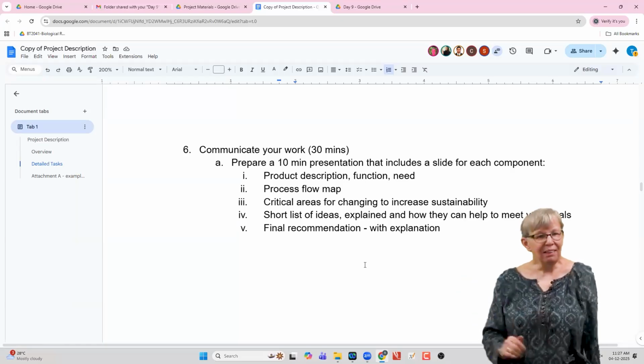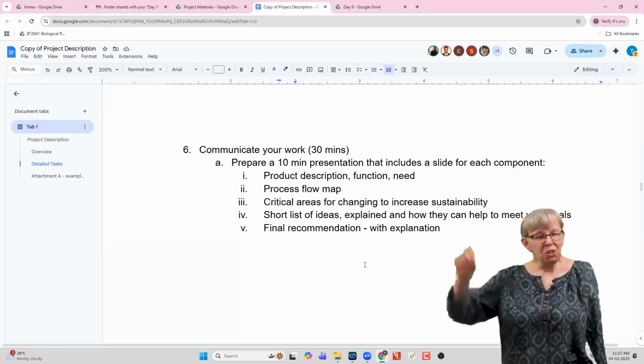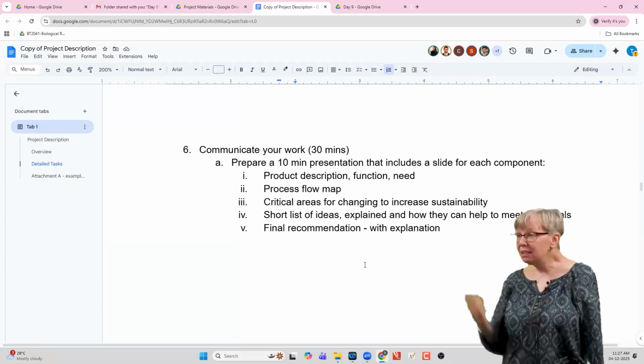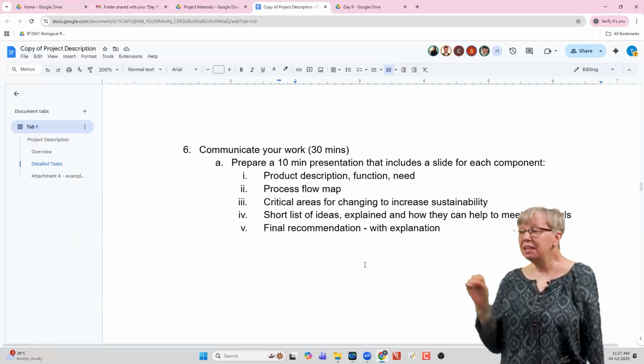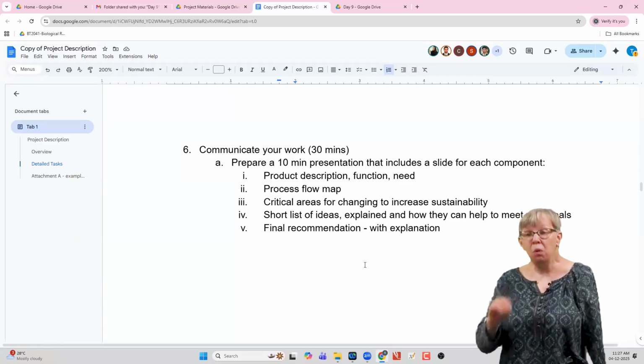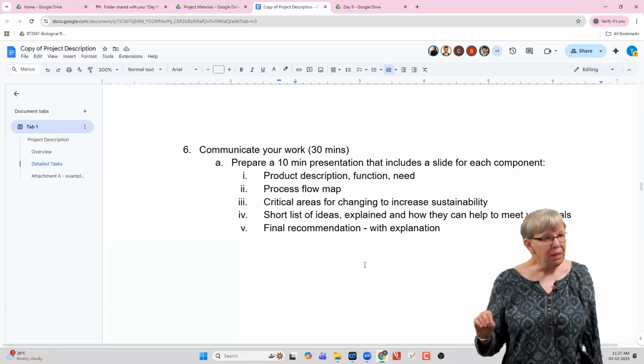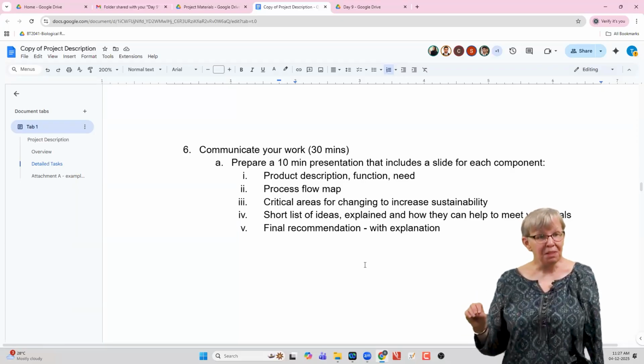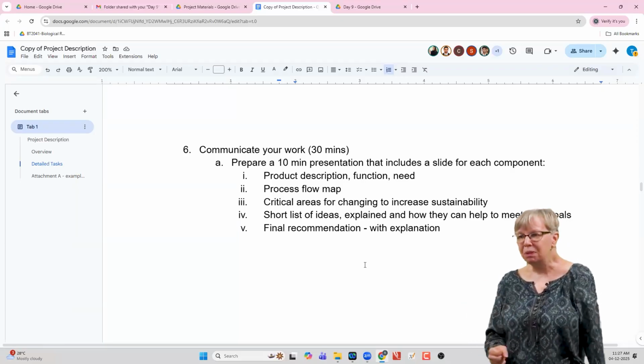Just say, circle it, couldn't do it. So that's something else that you can add to this communication: the limitations of your work. What weren't you able to do that you think might have been important if you were to do this with more time?